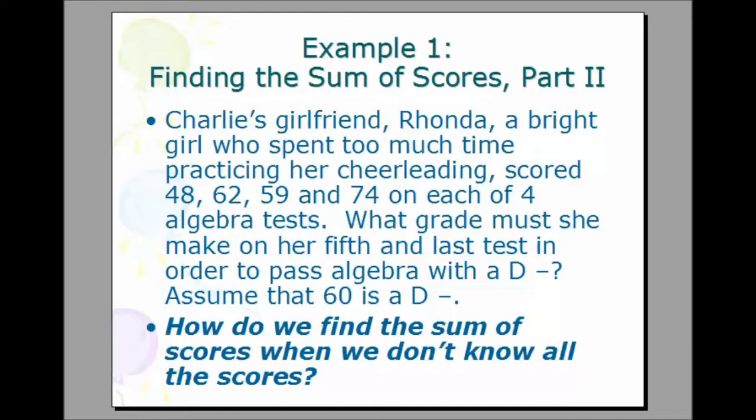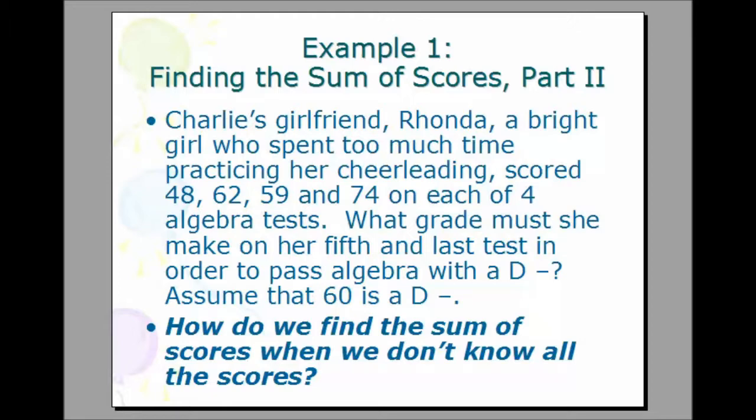In this example, we're talking more about finding the sum of scores. And let's consider a case in which we don't know all the scores we need to know. Charlie's girlfriend Rhonda, a bright girl who spent too much time practicing her cheerleading, scored 48, 62, 59, and 74 on each of 4 algebra tests. What grade must she make on her 5th and last test in order to pass algebra with a D-? Assume that 60 is a D-.